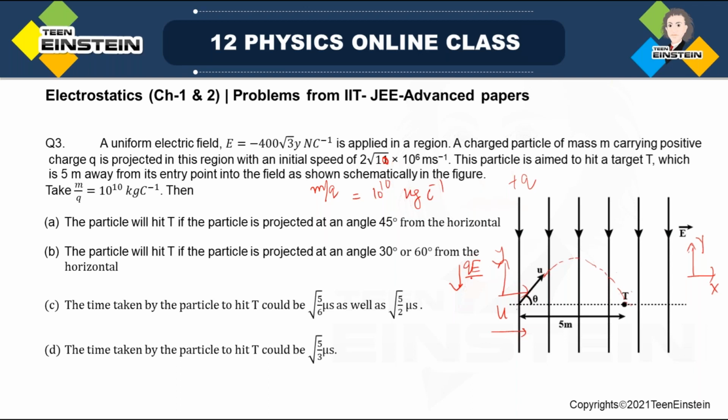This is the force it will experience. So in the downward direction, what is the acceleration due to this electric field? In the downward direction there will be acceleration q into E by m. This is the acceleration in the downward direction in this region of electric field. So if we look at this acceleration, we can just use that.